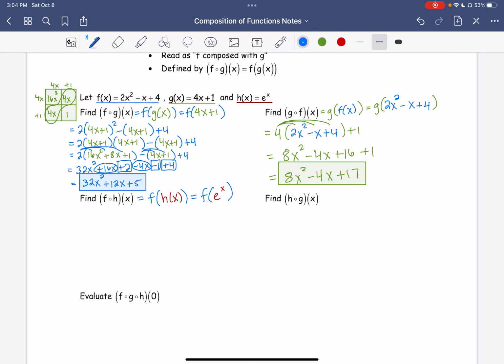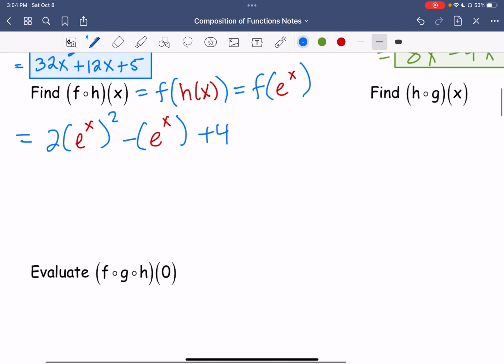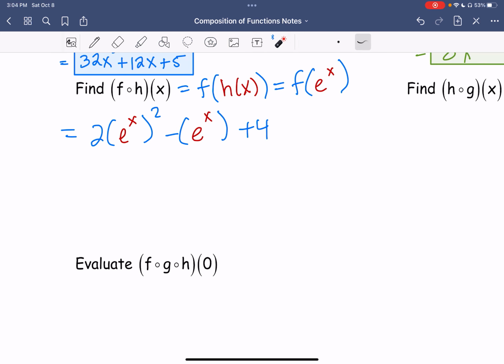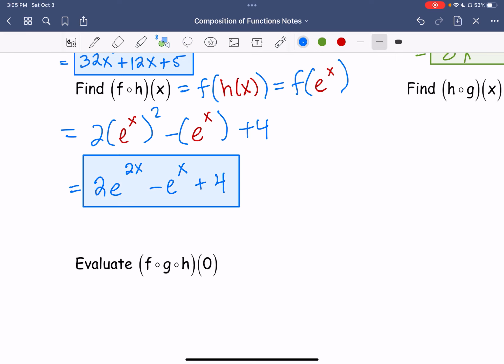So that'll be 2 parentheses e to the power of x squared minus e to the power of x plus 4. If you remember your law of exponents, when you have a power raised to another power, you're going to multiply those numbers. So this simplifies to 2 times e to the power of 2x minus e to the power of x plus 4. And this is the final answer.